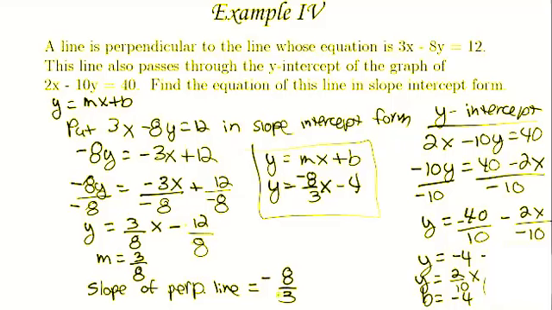I have the slope, I have m. Now I'm going to find the y-intercept. I was told that this line also passes through the y-intercept of the graph of this equation. So I took this second equation and manipulated it until I had it in the form y equals mx plus b. So y equals 2/10 x minus 4. And since the graph of the line I'm looking for passes through the y-intercept, these two lines have the same y-intercept. So now I know that b equals negative 4. I go back and put it all together to find the equation of this line in slope-intercept form.